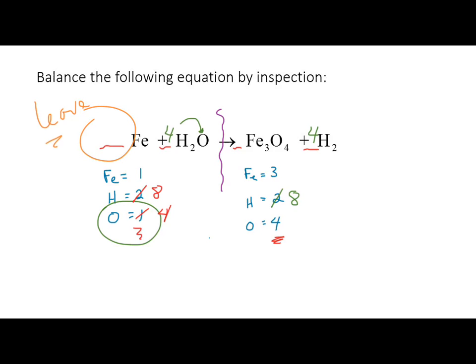It looks like the only thing we have left are our irons. I have 3 over here on the right, 3 on the byproduct side, but I only have 1 over here. So how can I get this from a 1 to 3? By putting a 3 in front of the Fe. So it's kind of like you change the coefficient and then you update your tally. So if we update our tally, now instead of 1, we do have 3 Fe's.